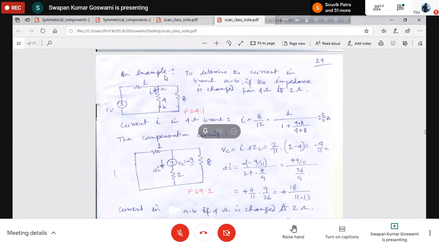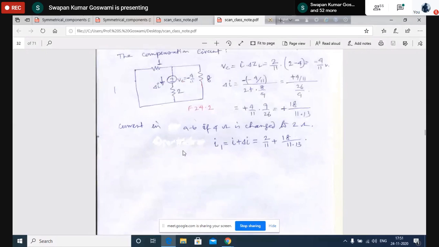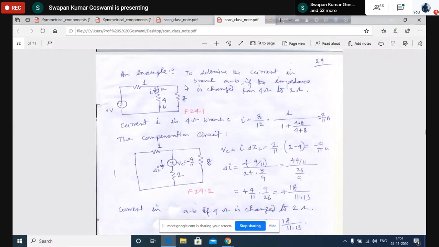Obviously, we may consider a more complicated circuit. Here, the circuit considered is very simple. Better you consider another example having more branches and consider the impedance to be changed in one branch only. There you apply this theorem, then you can have a better idea. To make the discussion simple, we have kept the circuit very small.